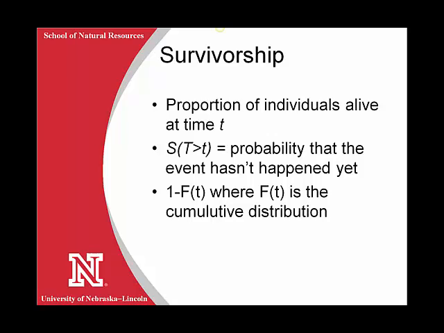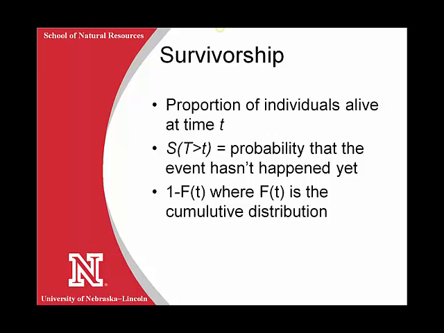All right, let's take a look at the concept of survivorship now. Survivorship is simply the proportion of individuals that are alive, or for whom the event has not yet occurred, at time t. And so we can think of this function S of t, where big T is the time the event occurs and little t is the present time, as simply the probability that the event has not happened yet. And it's going to be equal to 1 minus F of t, where F of t is the cumulative distribution of the time of the event.